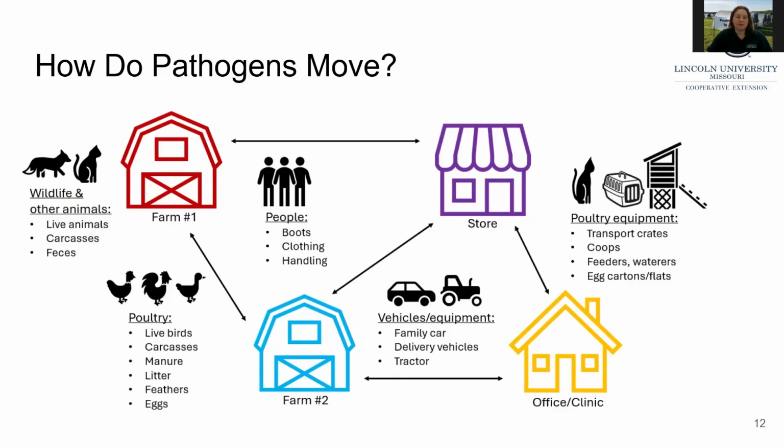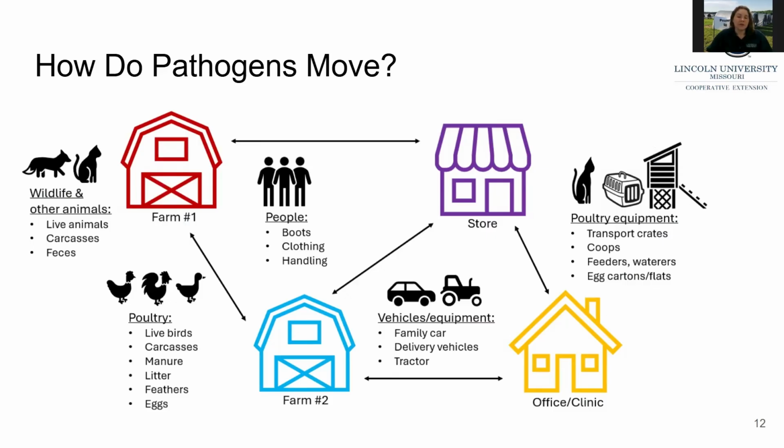How do pathogens move? Take a look at the network on this slide. We have 2 farms, an office or clinic, and a store. And we have people, birds, or other animals, equipment, vehicles, and other materials moving between these locations. Notice that the arrows go both directions. Movement isn't simply a matter of something going from a farm out into the world. A person can go from farm 1 to the clinic and then to farm 2. A producer could go from their farm to the store and then straight back home.